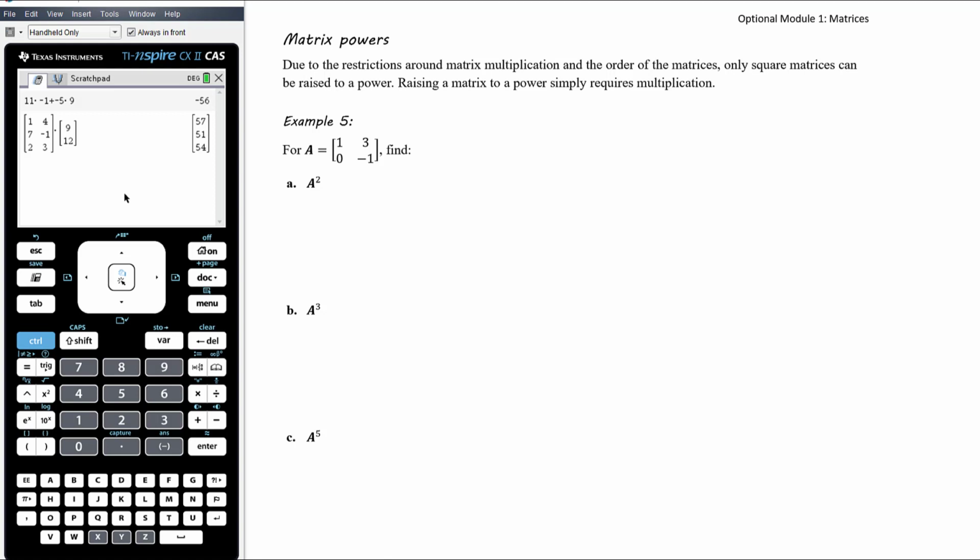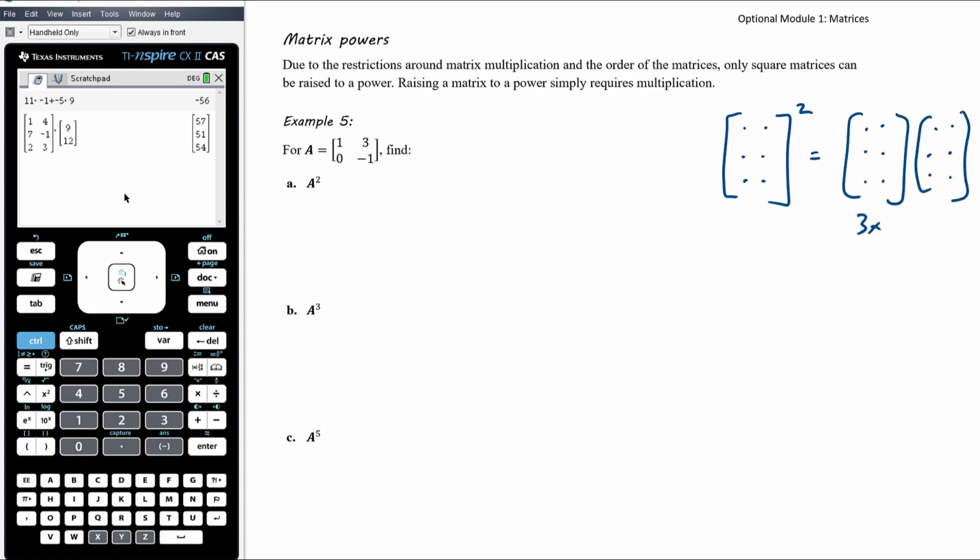So if you had a 3 by 2 matrix and you were trying to square that, that would mean you would be trying to do a 3 by 2 times a 3 by 2, which doesn't work. Okay, so the only way you're going to be able to do it is if those two numbers are the same, and therefore the only way it works is if you have a square matrix. So a 2 by 2 matrix squared is fine because it's 2 by 2 times 2 by 2.